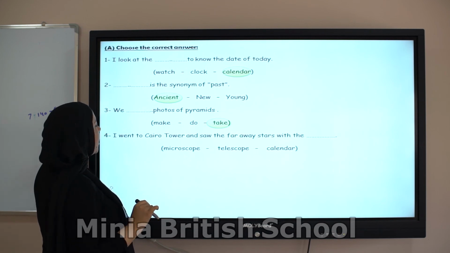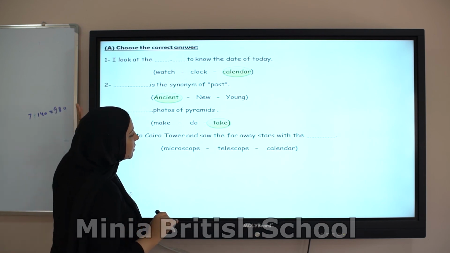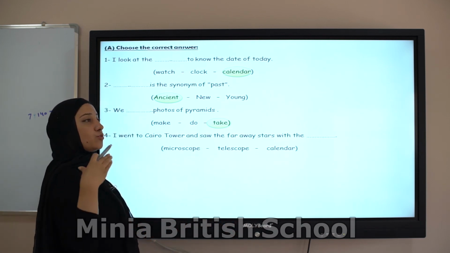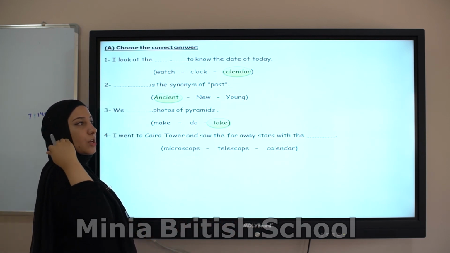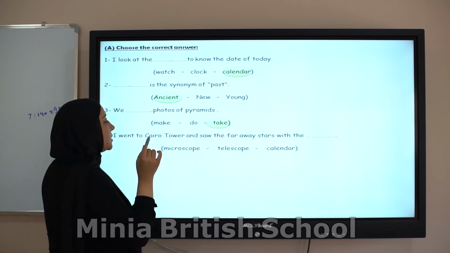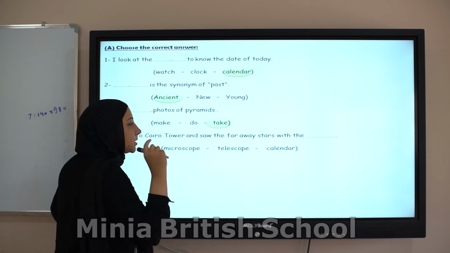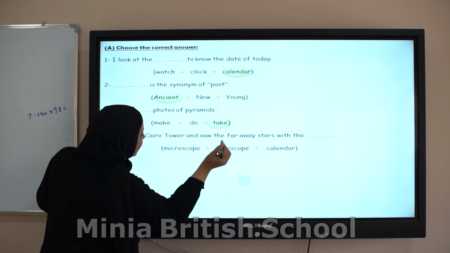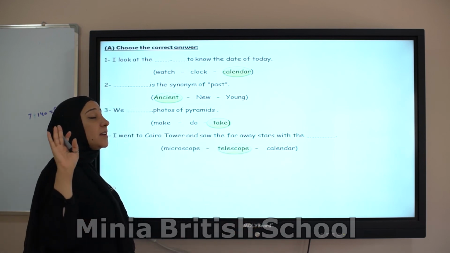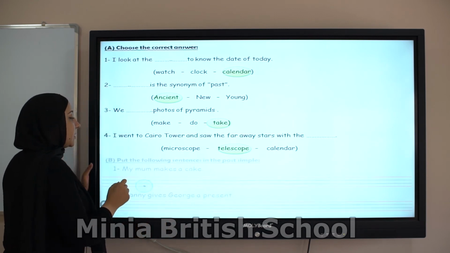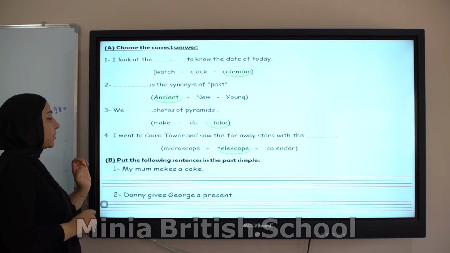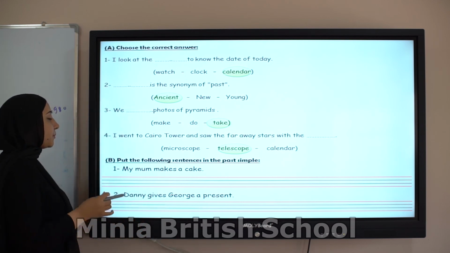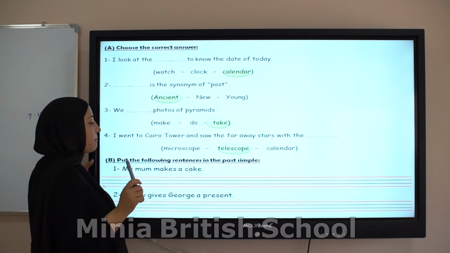Number 4, I went to Cairo Tower and saw the far-away stores with the space. We use what to see or watch the far things? We use the microscope or telescope or calendar. Excellent. It's the telescope. Okay, here. B, put the following sentences in the past simple. In the past simple. Number 1, my mom makes a cake.